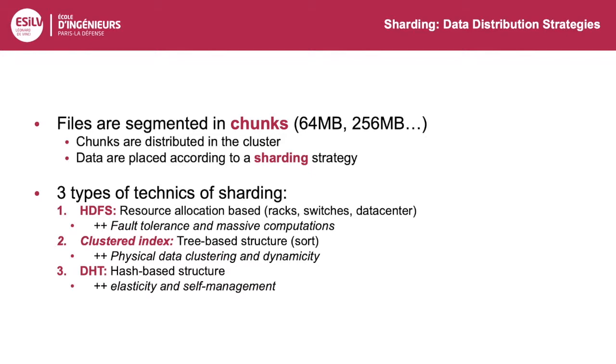It's different from HDFS or clustered index. In HDFS, you have the name node. The name node is a central node that knows everything. So it's a point of failure. And for clustered index, you have the tree-based structure. And this tree is known at one point. Even if it is replicated 3 times, it is a point of failure. So for DHT, it's very interesting just to know how to distribute the computation, but also to have no point of failure.